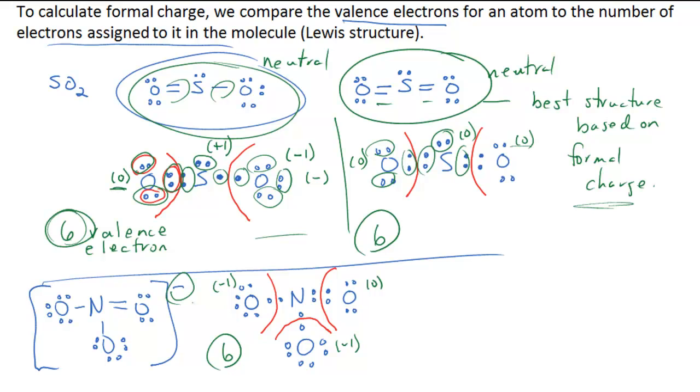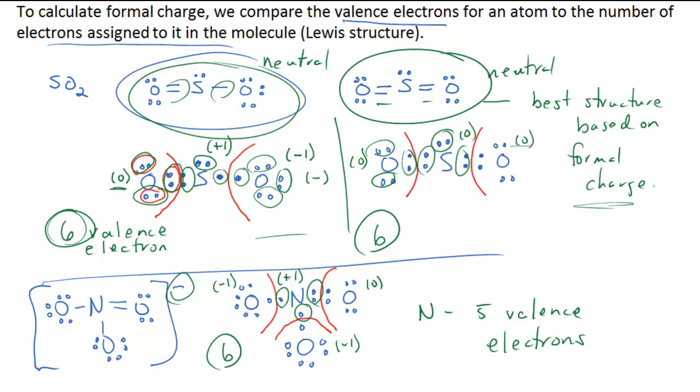So nitrogen normally has how many valence electrons? Take a look at a periodic table. Nitrogen is in group 5, so nitrogen has 5 valence electrons. And so what do we count here for the nitrogen in our molecule? 1, 2, 3, 4. 1 less electron than its normal valence. That would be a +1 formal charge.